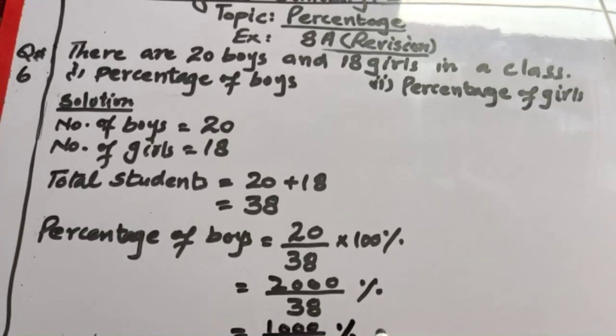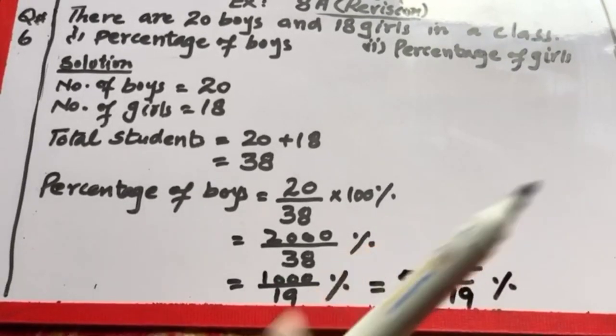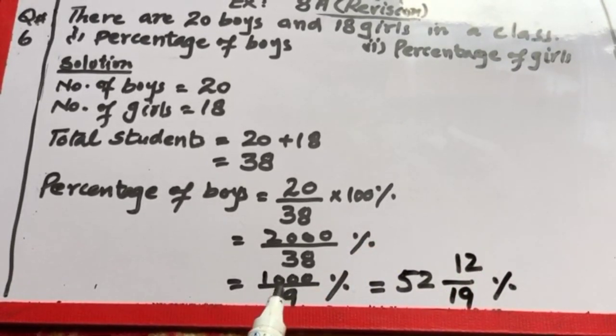And if we convert it into a mixed fraction, because it is an improper fraction, by dividing 1000 by 19, then we will have 52 whole 12 by 19%. So the percentage of boys, if we divide 1000 by 19, is equal to 52 whole 12 by 19%. So it is the percentage of boys.